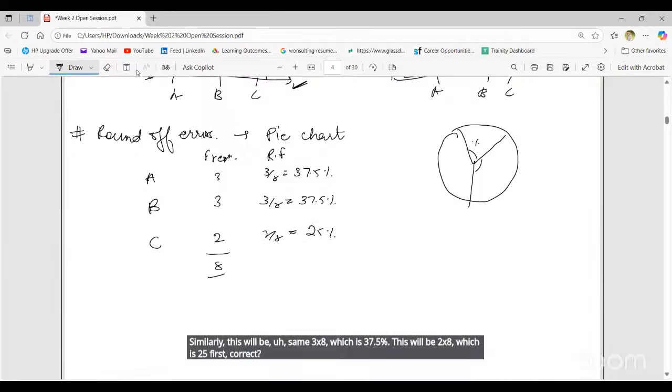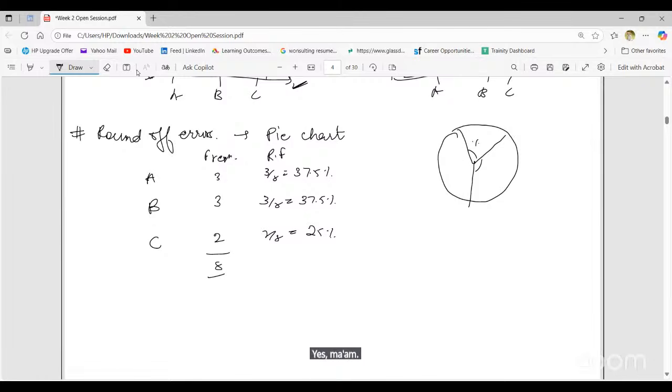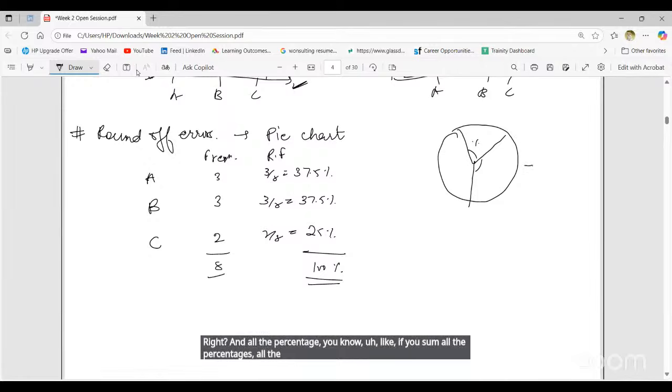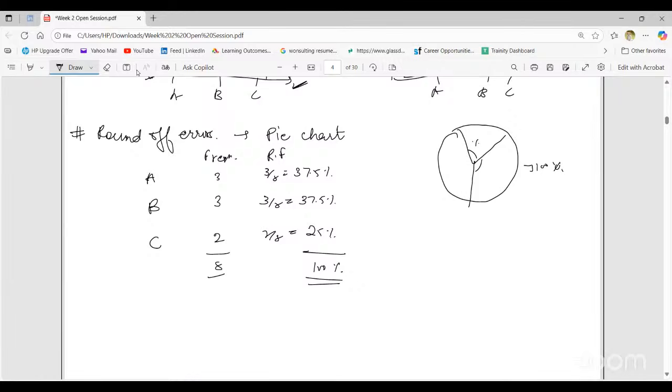Correct? Now, if you sum all these values, this will be equal to 100. If you sum all the percentages, all the slices, it will come out to be equal to 100. Correct?